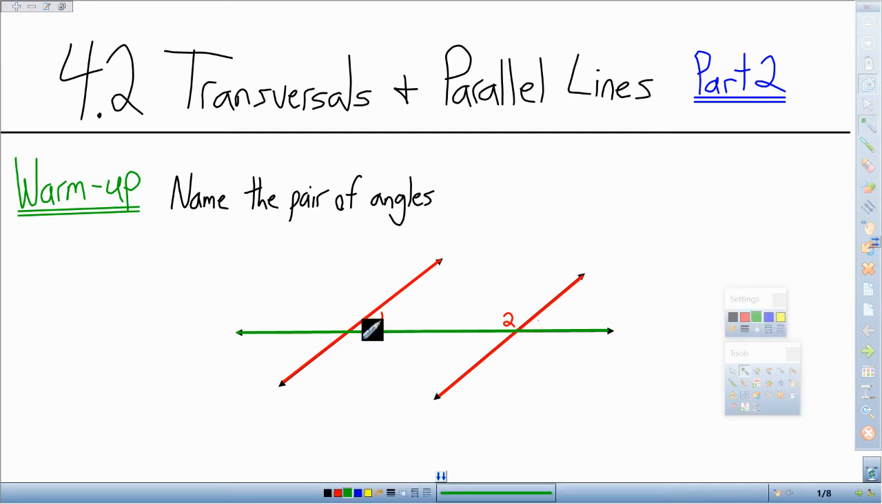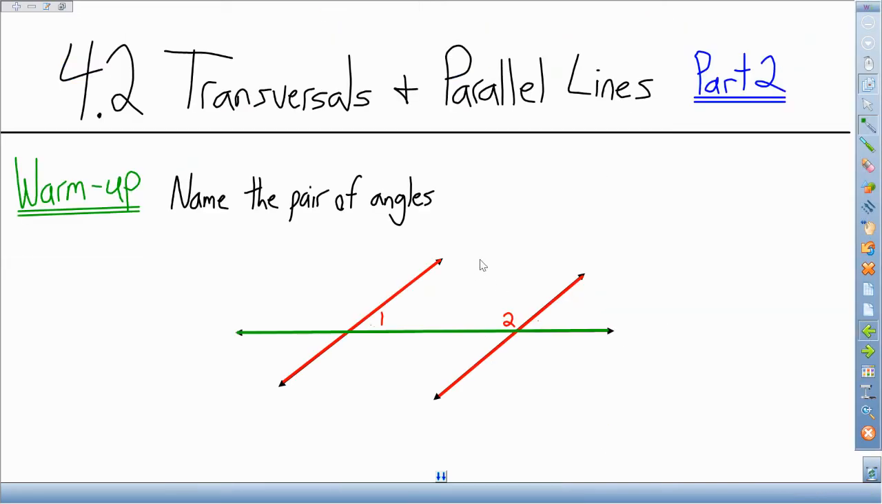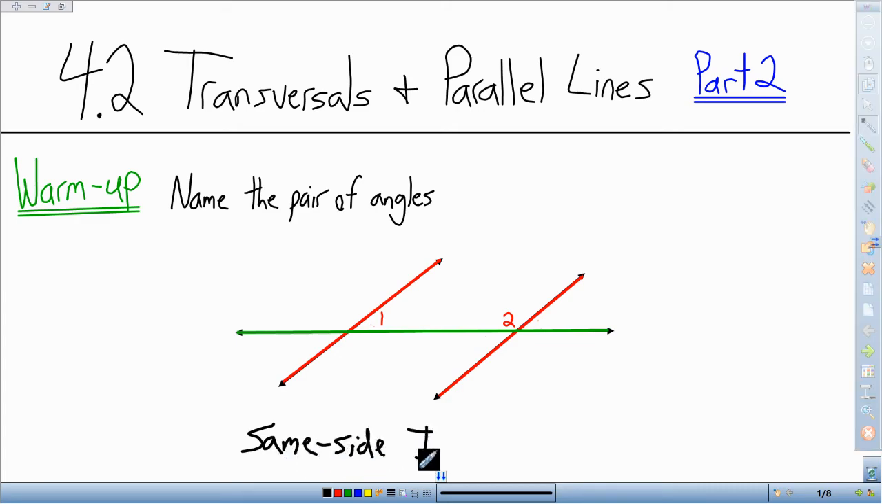Okay, so here's what I noticed. These two angles, one and two, are both on the same side of the transversal. They're both above. Here's the other thing I noticed. They're both on the interior of the parallel lines. So same side of the transversal, interior of the parallel lines, that is same side interior, which should make sense. It's right there in the name. So that is what I'm hoping you got on this problem. If not, go ahead and write it out. So same side interior.